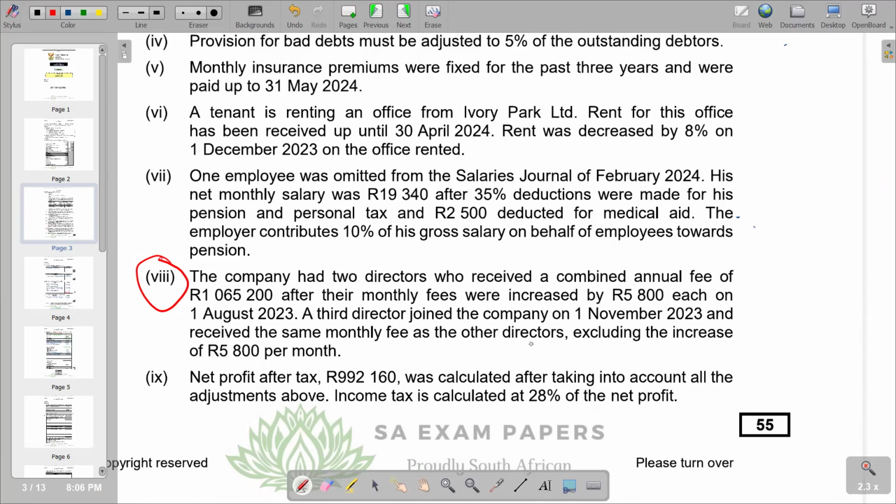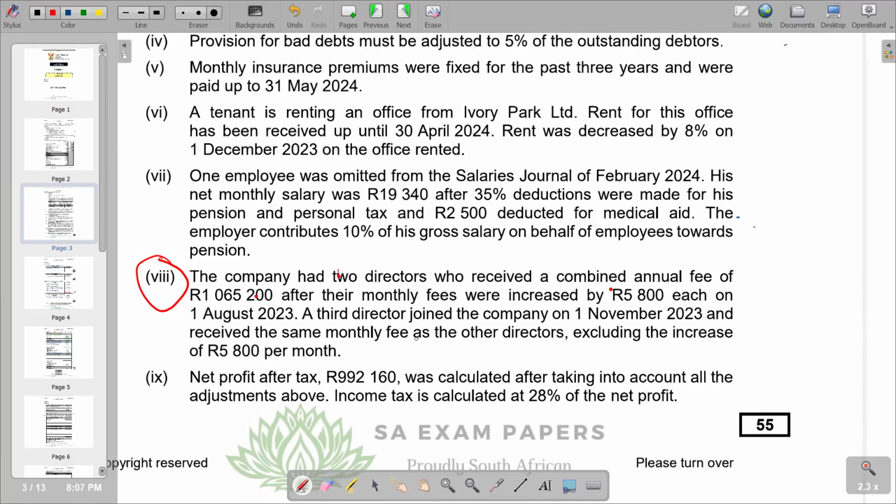So it means that the third director was going to receive the fee which does not have the increase of 5,800, which is just going to be the normal fee. But the 1,065,200 was for two directors, and it included an increase of 5,800. So we need to remove this 5,800 inside our 1,065,200 so that we have an even director's fees for each and every month. Then we can find the fee for the third director that we need to add to this figure to get the total.